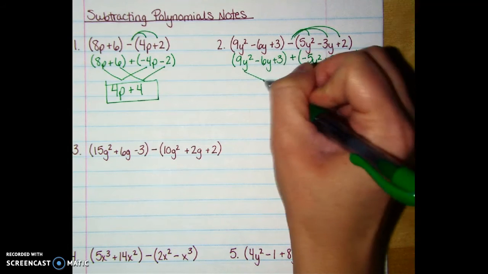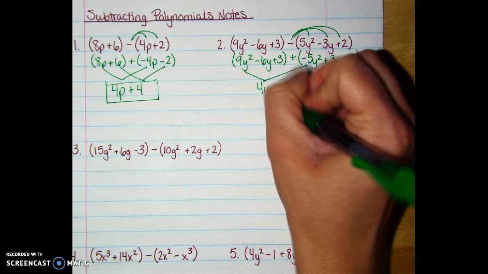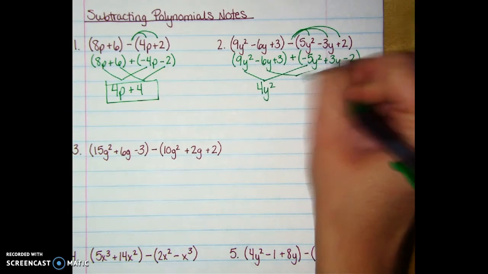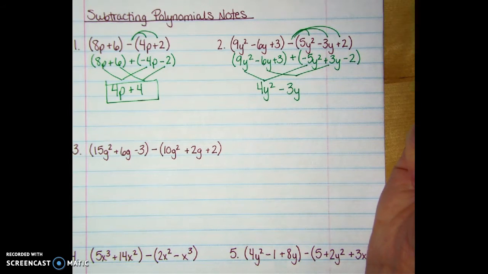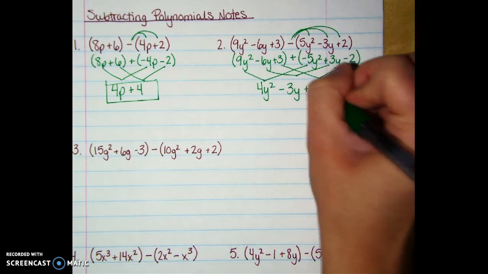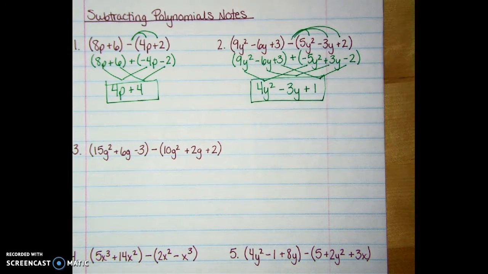Okay, 9y squared minus 5y squared is 4y squared. Negative 6y plus 3y, that's a negative 3y. And 3 minus 2 is a positive 1. So there's your answer there.